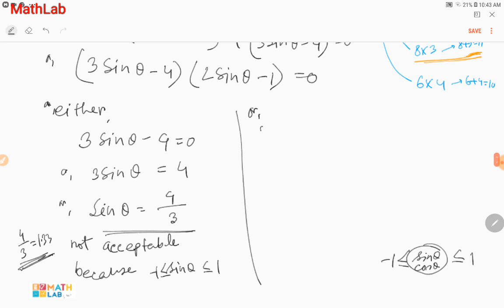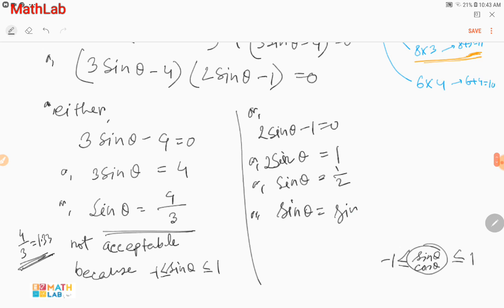Okay, for the second part, 2 sine theta minus 1 equals to 0, or 2 sine theta equals to 1, or sine theta equals to half. Okay, so for what angle is sine theta half? We know that sine 30 degree, for 30 degree your radian angle is pi by 6. So sine pi by 6 equals to half, and our solution is theta equal to pi by 6. So for this problem our solution is pi by 6.